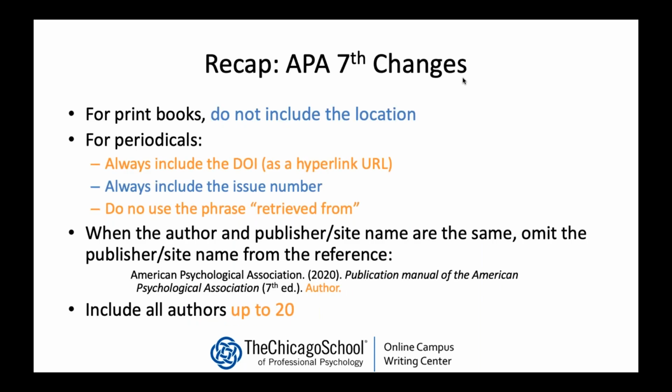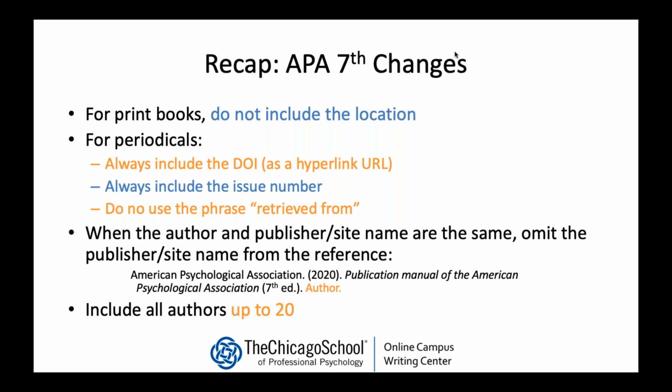So a recap on APA 7 changes. For print books, don't include the location. So if you're revising your dissertation, go ahead and go through and remove all locations. For periodicals, always include the DOI, if you can. Like we mentioned, sure, there might be some chances where you have a print article or an older article that doesn't have it. APA certainly does not expect you to make up something that you don't have. Always include the issue number, and don't use the phrase retrieved from.